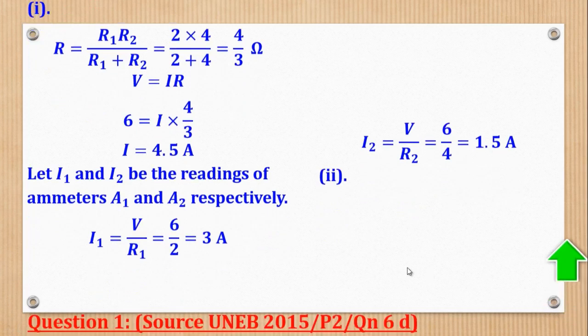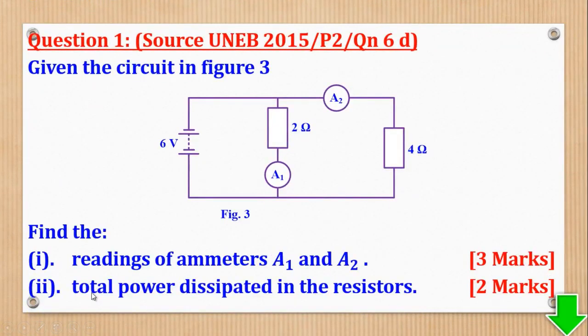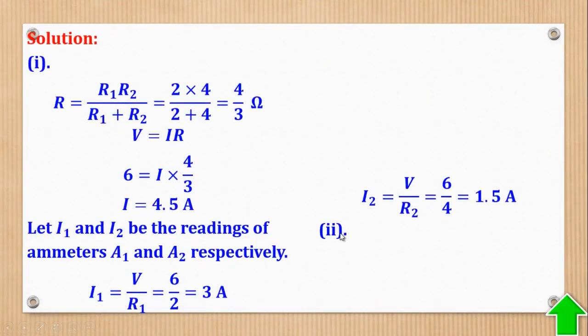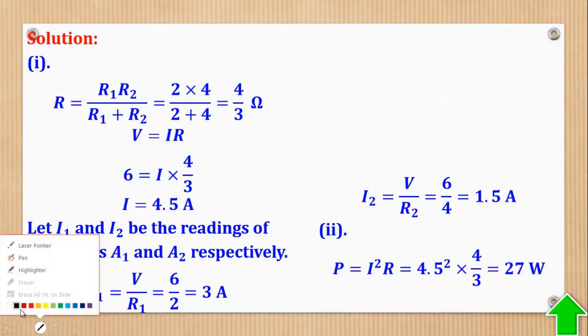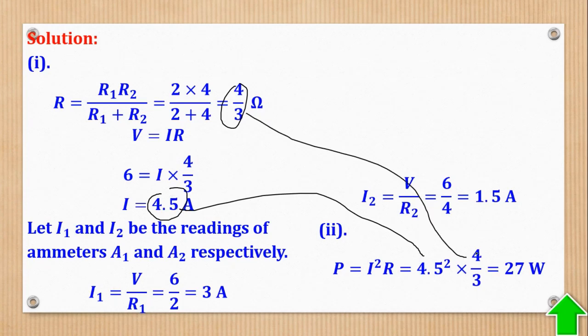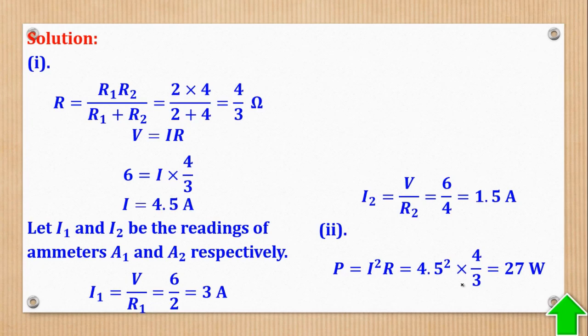And for Roman 2, they asked for total power dissipated in the resistors. So total power dissipated is I squared R, where R is the total resistance, which I've already calculated as 4 over 3, and the total current we have already calculated as 4.5. So now you use the calculator, I'll come up with 27 watt, and that's what they wanted.